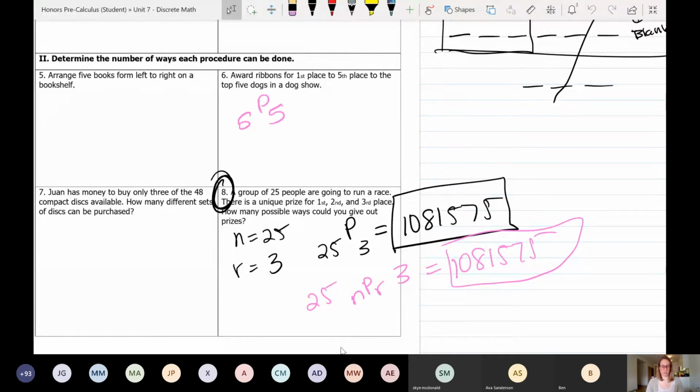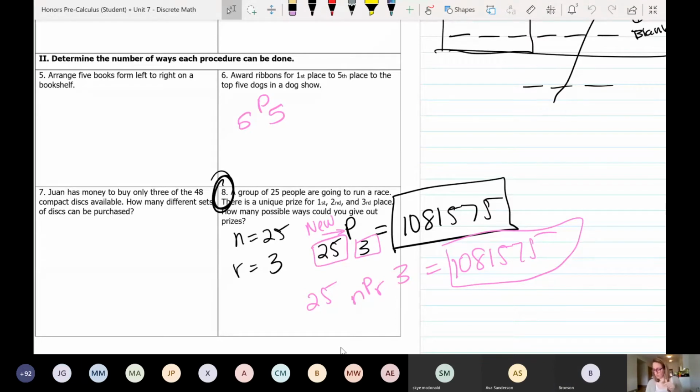Yes. On number 8, is the P the same thing as NPR? Yes, the NPR. Just with the newer calculator, it's not going to pop up and have NPR. It's going to be a P with a box in the front and a box second, so you fill in the numbers.